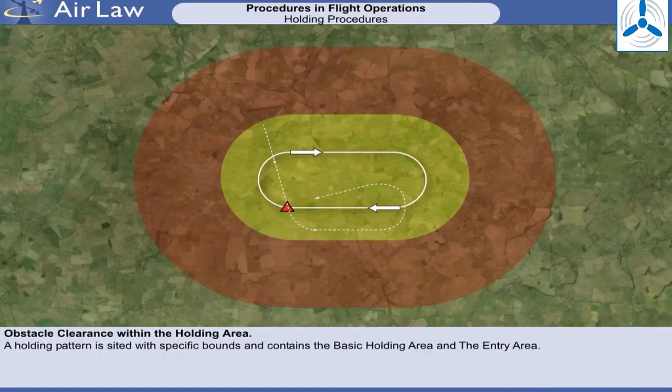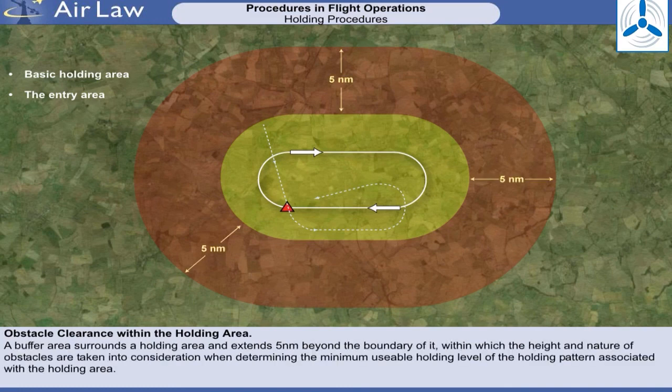A holding pattern is cited with specific bounds and contains the basic holding area and the entry area. The basic holding area at any particular level is the airspace required at that level to encompass a holding pattern based upon allowances for the aircraft, speed, wind effect, timing errors, and holding fix characteristics. Entry to this area includes the airspace required to accommodate the specified entry procedures.